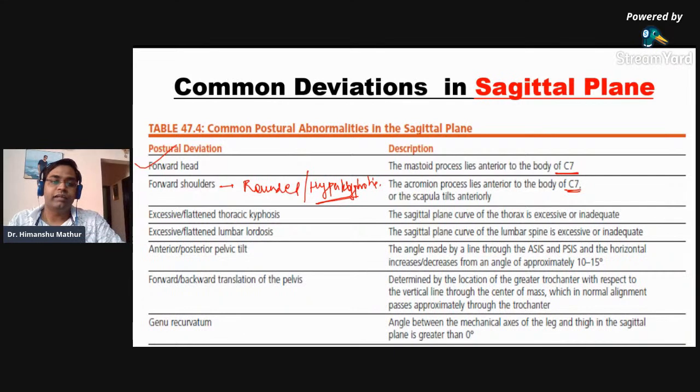Now, excessive or flattened thoracic kyphosis. Flattened thoracic kyphosis is not very easy to encounter. Excessive thoracic kyphosis is quite easy to encounter. It is again a sagittal plane deformity. I told you it is associated with forward head posture and people who have excessive computer working habits like that.